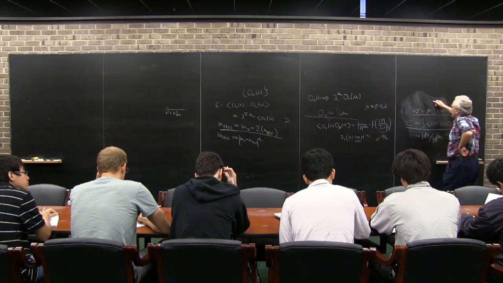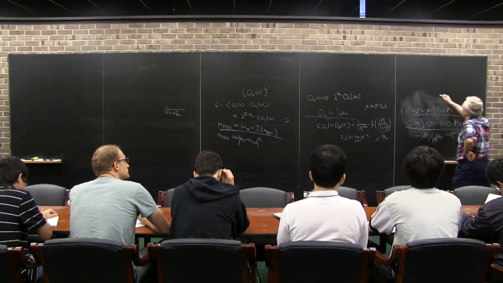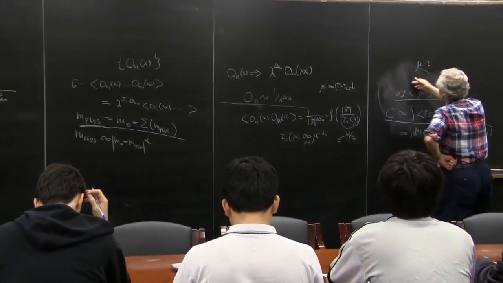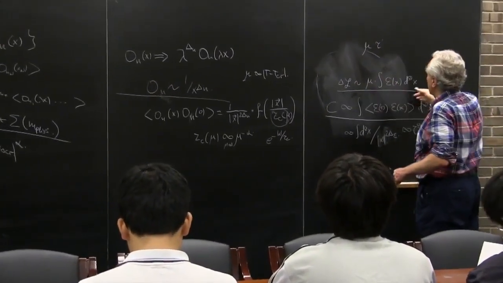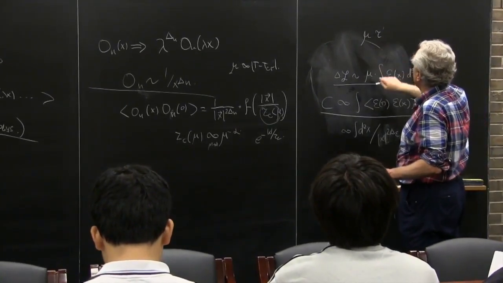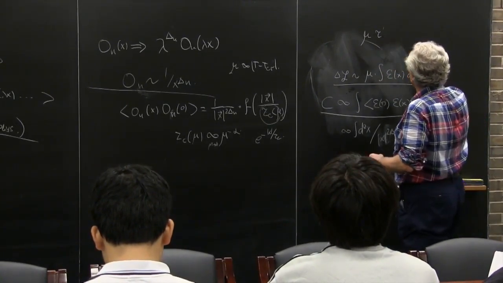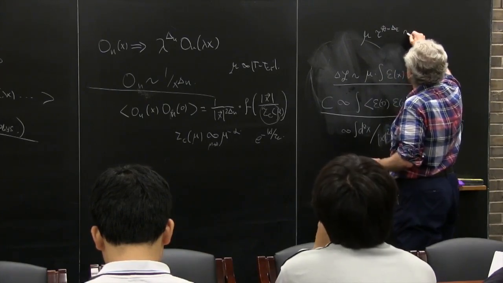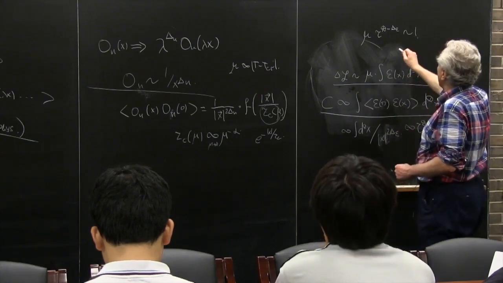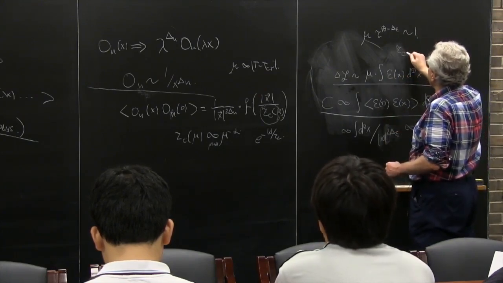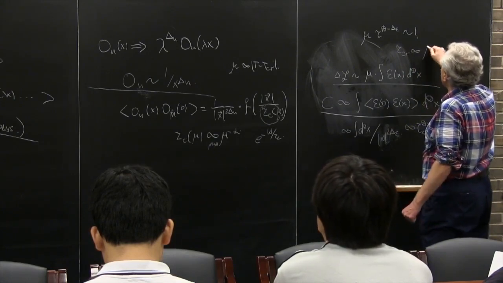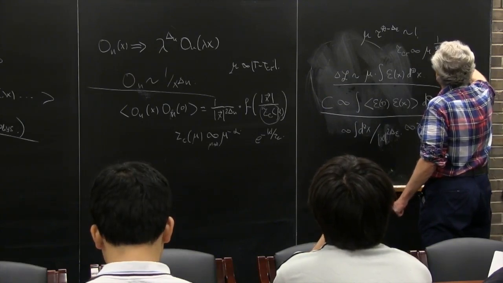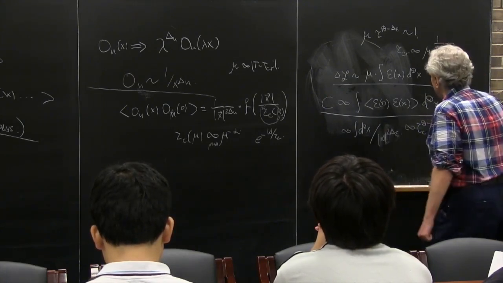Now we have to determine what kind of function of mu this is, and we determine it on dimensional grounds. We simply say the action should be dimensionless, and from here we see that mu R_c to the power of d minus delta epsilon should be of the order of 1. So the critical radius is mu to the power of minus 1 divided by d minus delta epsilon.